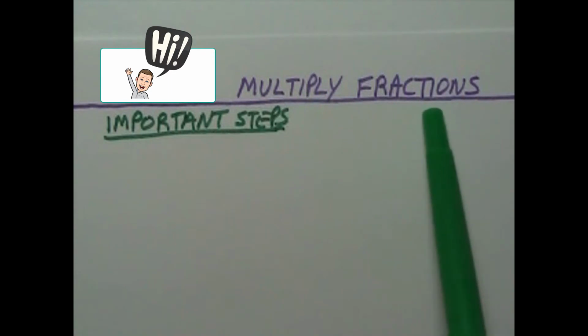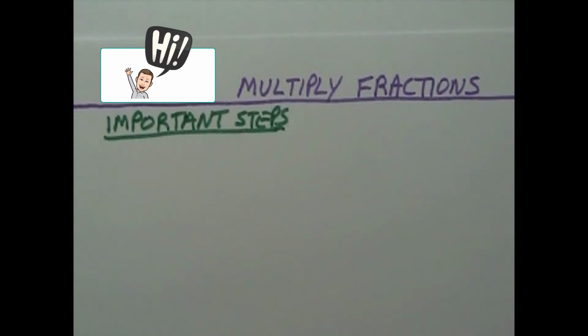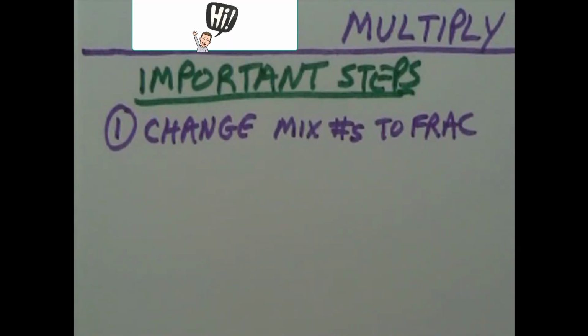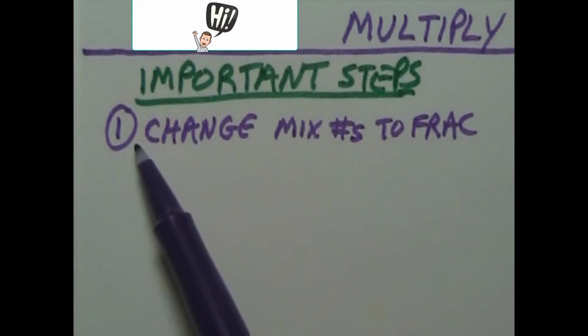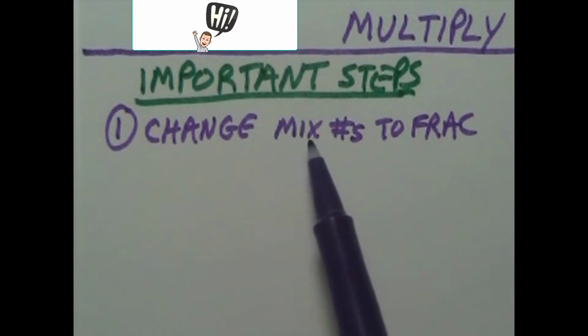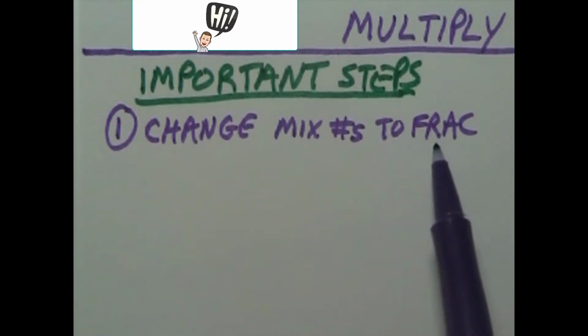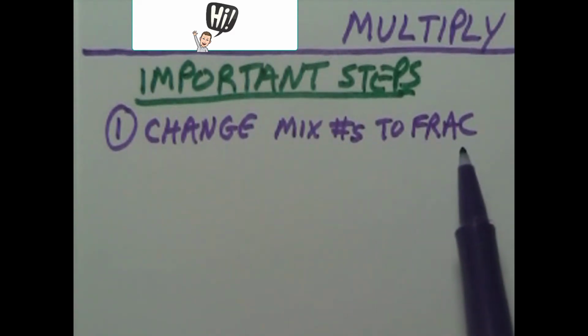Today we're going to multiply fractions. And let's go over a couple of very important steps. There's two things you need to keep in mind. First of all, the most important step is to change any mixed numbers into fractions. Change mixed numbers to fractions.